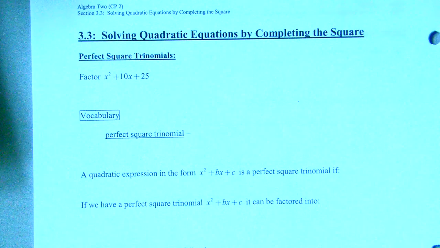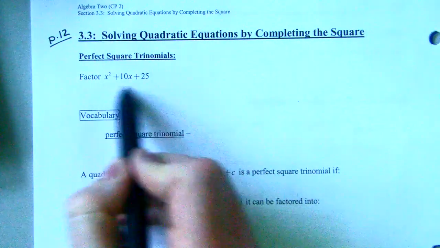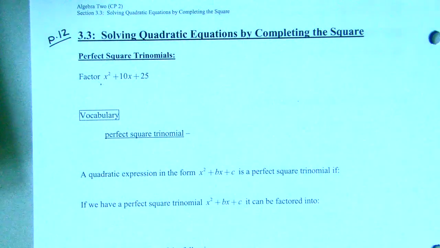So in this video, we're going to start looking at the third method for solving quadratic equations, called completing the square. This is certainly more involved than the last two methods that we looked at, but we will be able to use this method for any possible type of quadratic equation. We're not going to have the restrictions that we had from the last two methods. So we're on page 12 in the notes. To get you started, I would like you to go factor that expression over there.